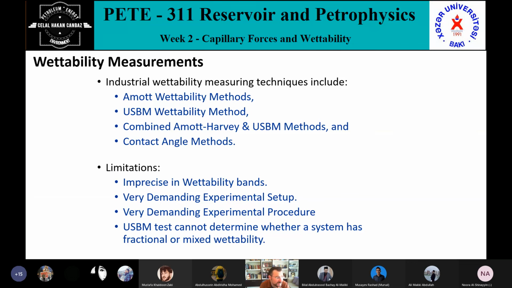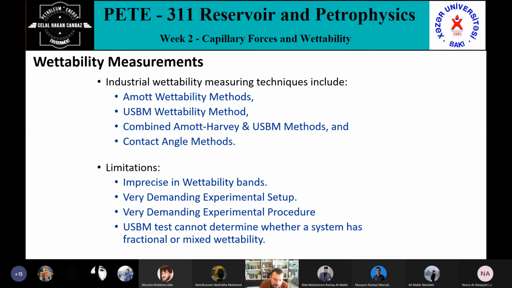Of course, all these have limitations. Some of them have imprecise wettability bands. Some of them are very demanding on the experimental setup, so operational input is very crucial. Some of them are very demanding on experimental procedures, so operational input is also human dependent.